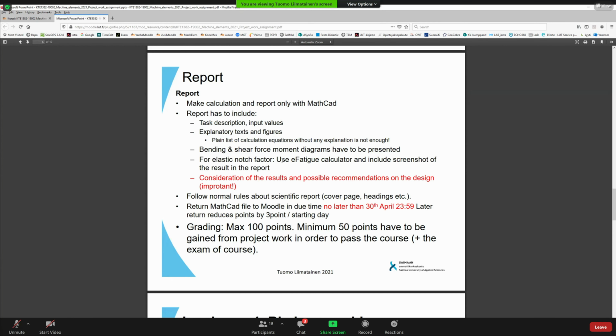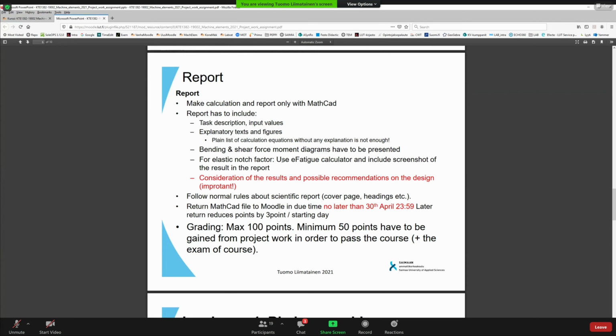Also in MATCAD, you can write the report in the same file. You don't need to do any other, and actually I don't want you to do any external Word report. You can put all the explanation with the text and figures in the MATCAD. The report needs to include, of course, the description of the tasks, the input values, any explanation text and figures you would need. Just a plain list of calculation equations following each other is not enough, because you need to explain what you are doing and why.